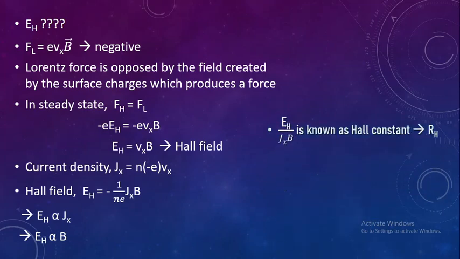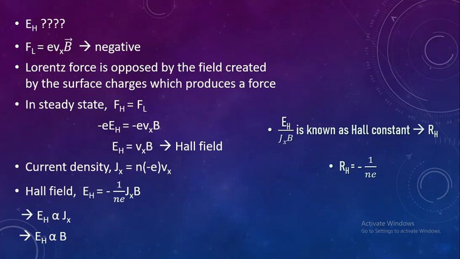So when you just rearrange, we get the proportionality constant, and that is EH divided by Jx into B will give you a constant which is known as the Hall constant, denoted as RH. And from the equation, we can just say that RH is equals to minus 1 by Ne. Here RH is inversely proportional to N, that is the main part, and e is a constant, that is the charge of electron. N is nothing but the electron concentration.